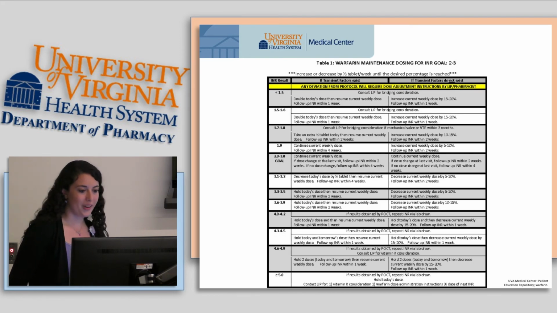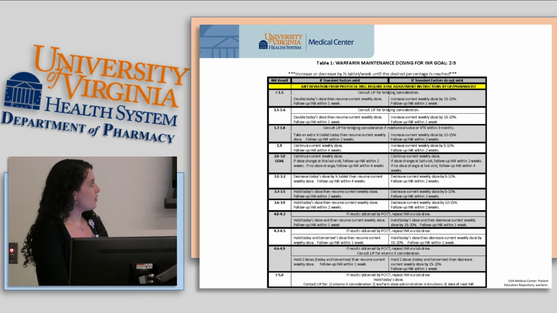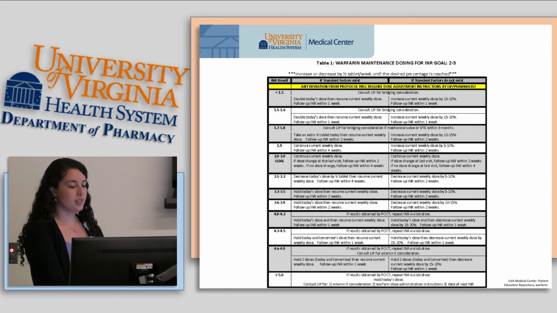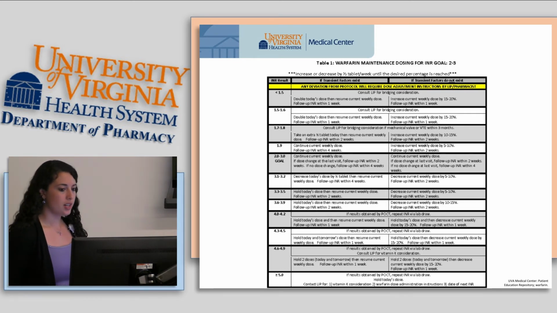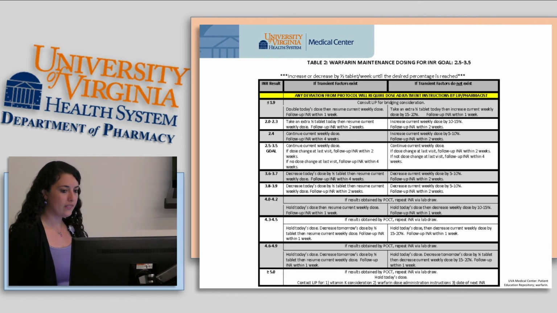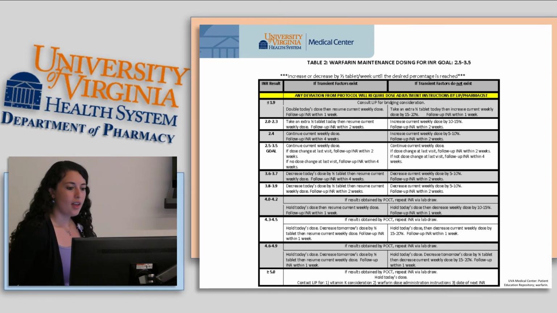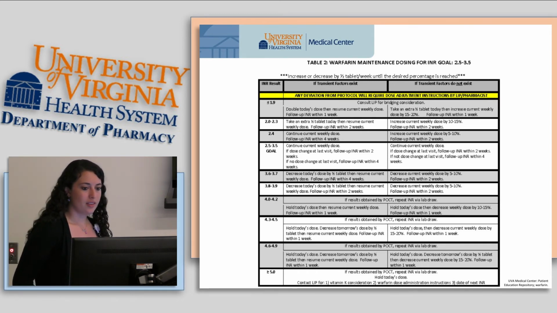And so this is the protocol that I was referring to. Based on their INR result on the left, you can decide do they have transient factors or not, and then proceed with each column. And so this is the goal 2 to 3 chart, and then this is the goal of 2.5 to 3.5 chart. So then I have some questions that we're going to go through, and in case you don't have this, I forgot to print this out, I can pull it back up on the screen for you to look at.